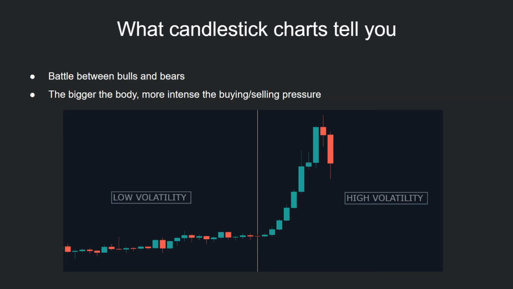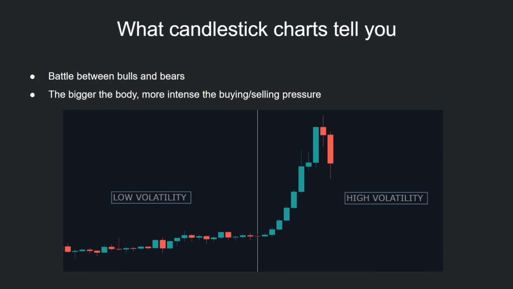So, what do candlestick charts tell us? They show the battle between bulls and bears, with bulls trying to push the price up while bears are trying to push it down. So with that, the longer the body, the more intense the buying or selling pressure was during the measured period.